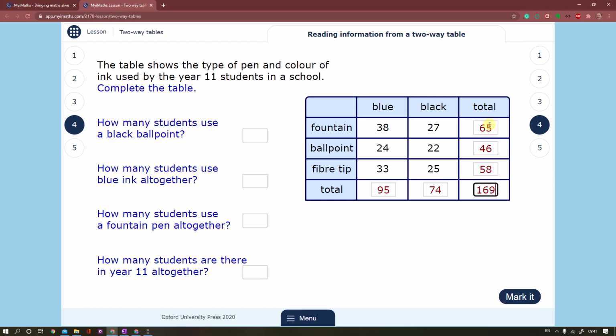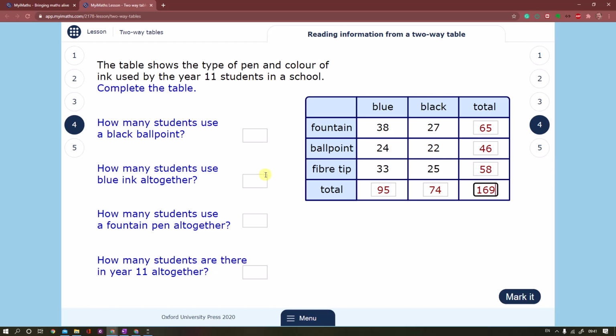And to check, I'll just add the last digits and check how the digit worked. So I've got 8, and 6 is 14, and 5 is 19. So we've got 9, carry 1, so we've got 60, 100, 160, 169. So that's been done. That's that table completed.